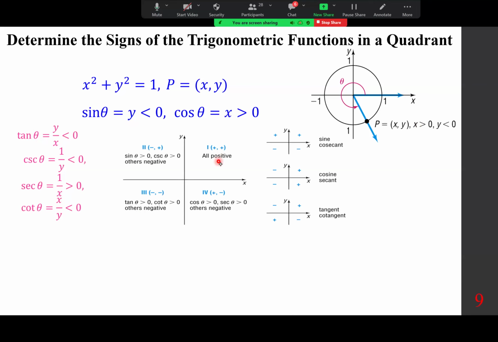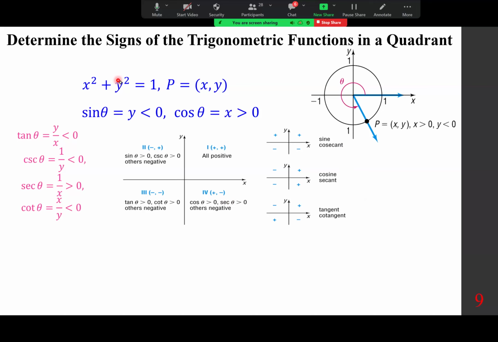By all, we are referring to the first quadrant, and this is cosine and sine. Then it becomes negative, positive, negative, negative, positive, negative, and so forth. And then we go to sine, cosecant, cosine, secant, tangent. As long as you know x and y, and as long as you know that x represents cosine, y represents sine, you can figure out the rest of it.